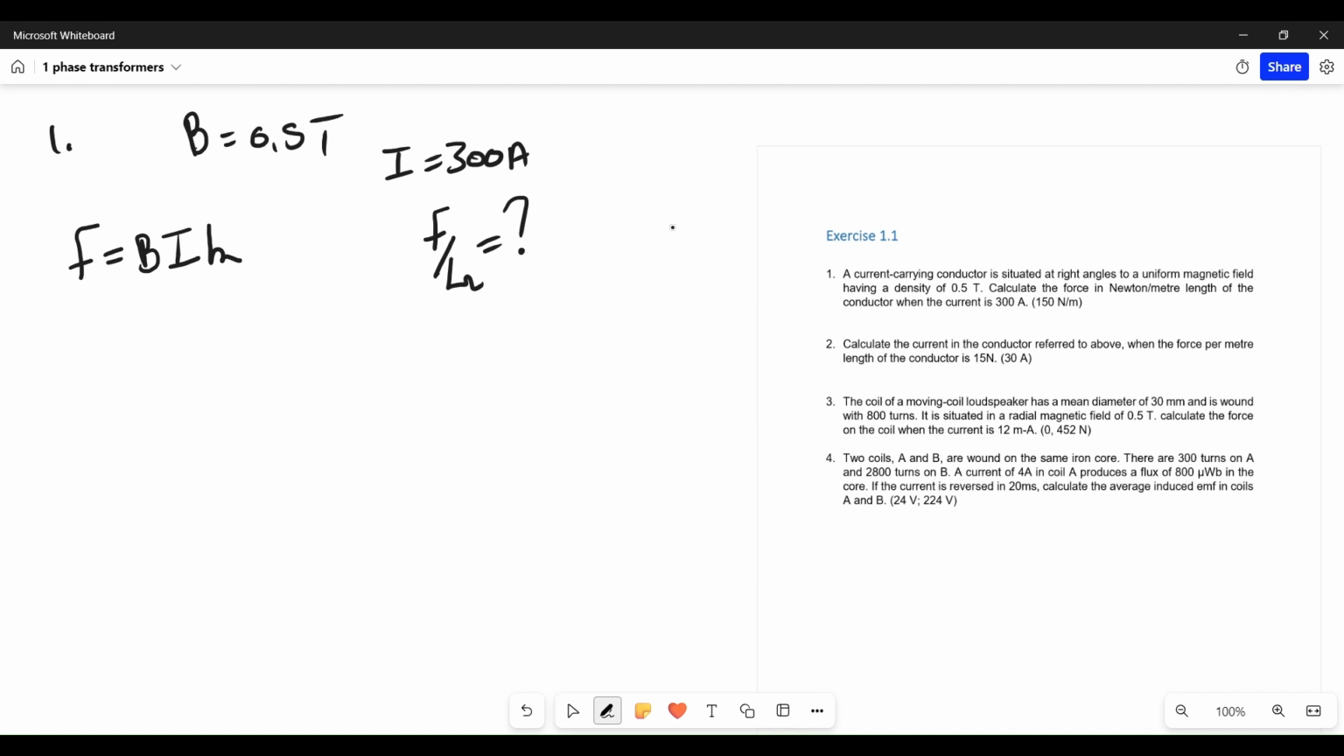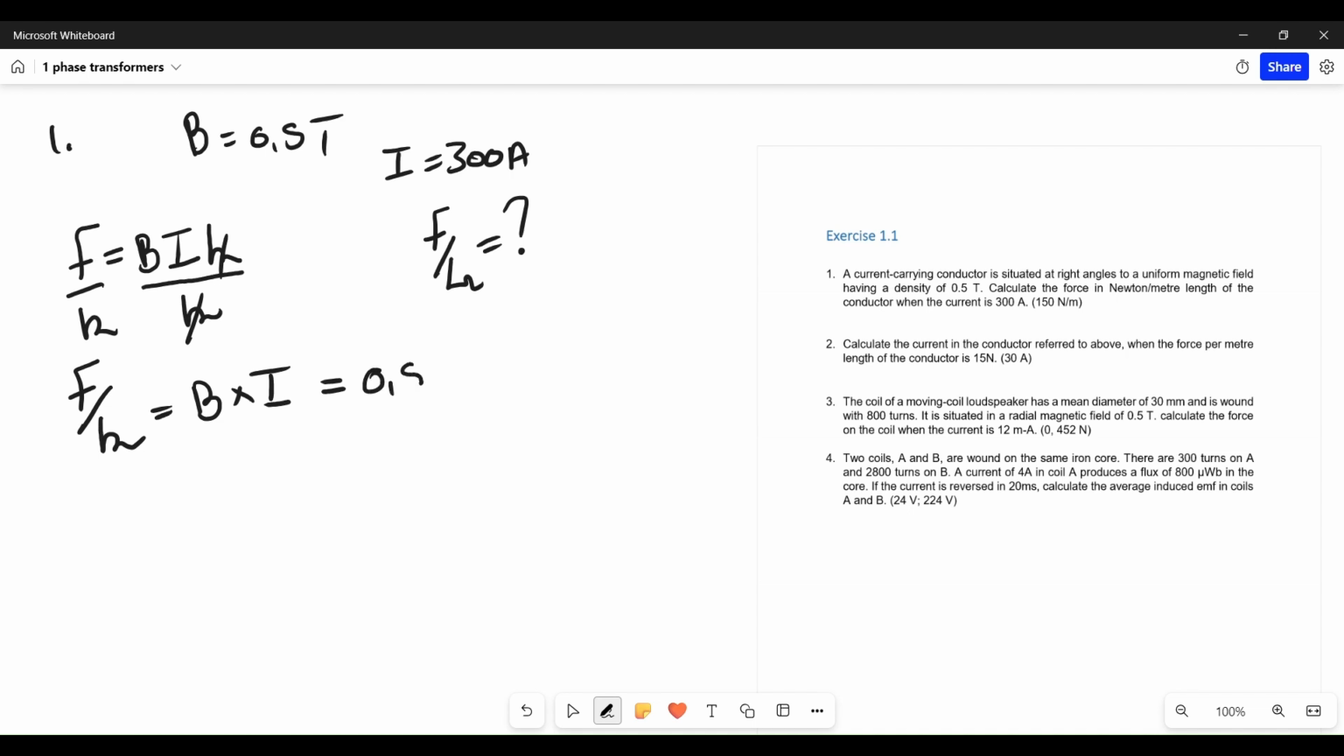Because we know that they're looking for force in Newton per meter length, we can divide both sides by the length. So we have F over L is equals to B times I. So this is what they're looking for, and we can substitute everything that we have.